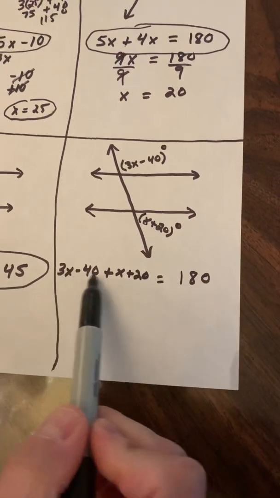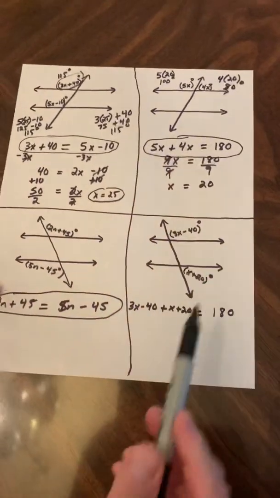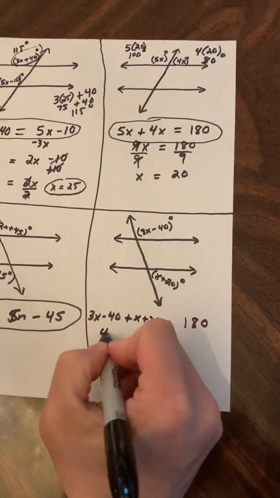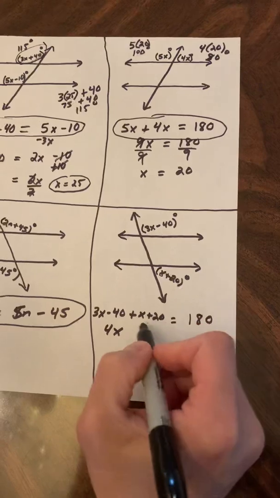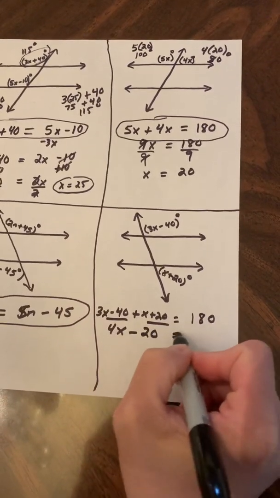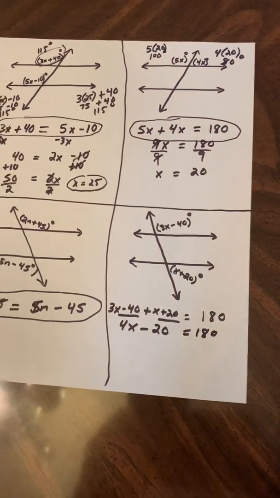Okay, so these two angles have a sum of 180, and you're going to solve it just like we did here. We're going to combine our stuff here. 3x plus 1x here, that would be 4x. And this is a minus 40 plus a positive 20 here. Negative 40 plus 20, that would be negative 20. Okay, and then you just have a two-step equation to solve. Okay, hope that was helpful, guys.